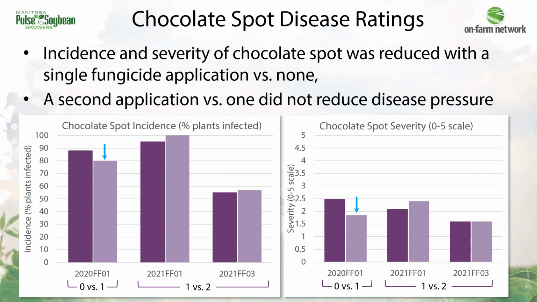When we compared one application to two applications in 2021, we don't see that same reduction in chocolate spot incidence or severity with that second application of a fungicide. But remember though, that July was a lot drier in 2021 than in 2020, where this trial had almost 170% normal rainfall in July.